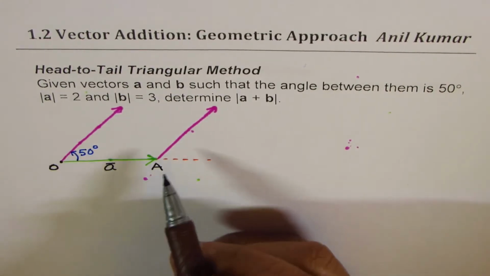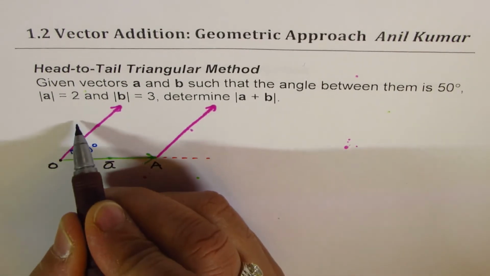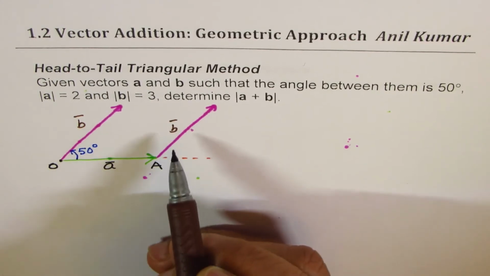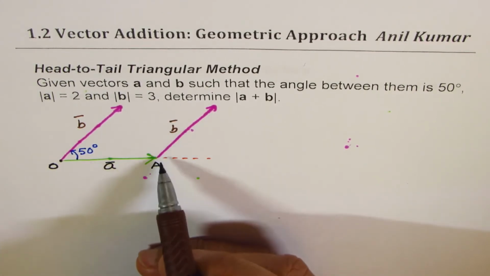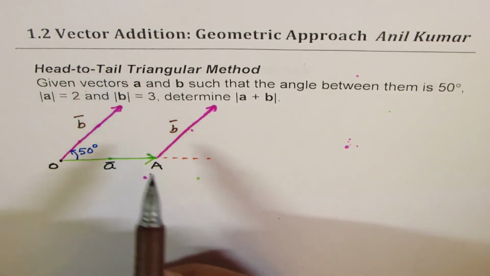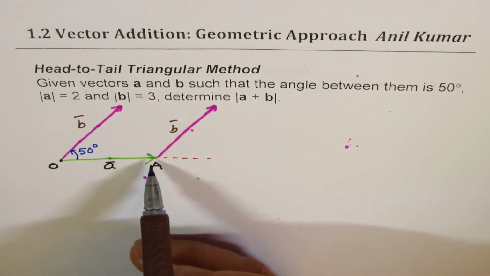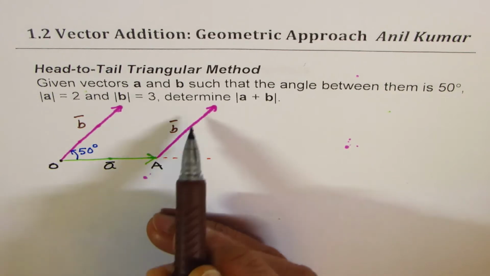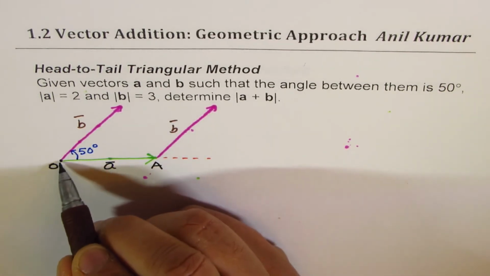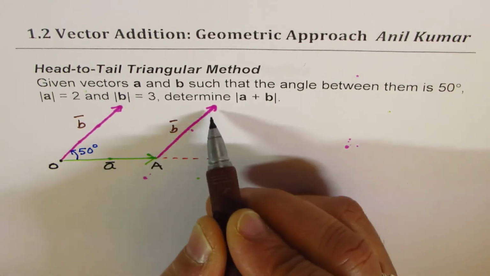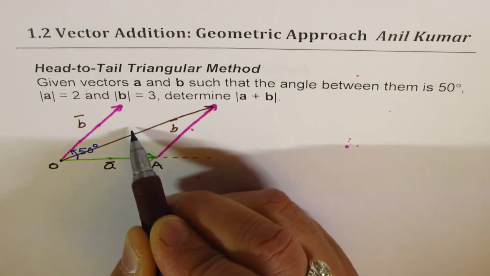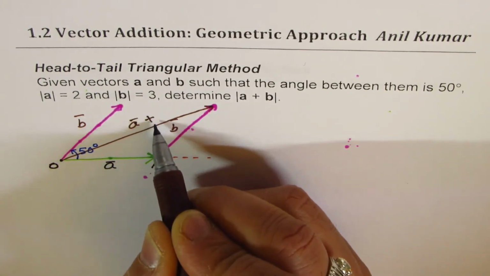So what we do here is we translate the vector B so that the tail of B is on the head of A. So that is the name, head to tail, right? So the head of A is to the tail of B, and that gives you the sum. So the sum will be from the starting point to the ending point. So that becomes the sum A plus B.